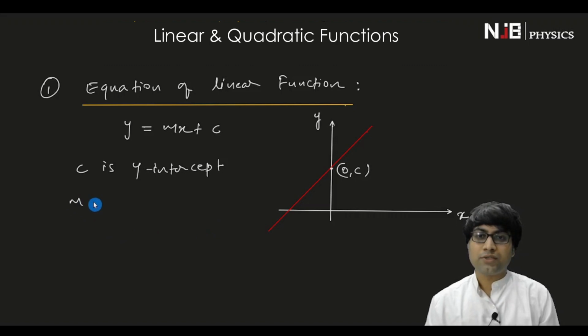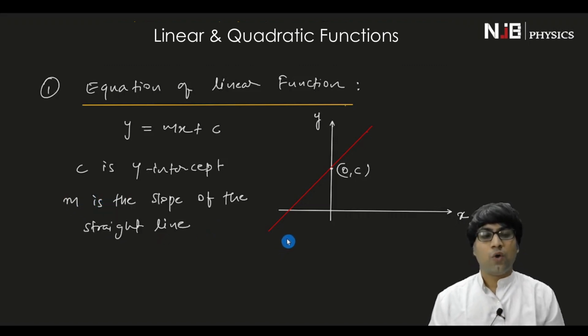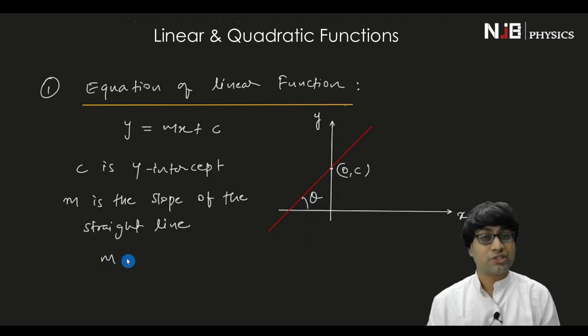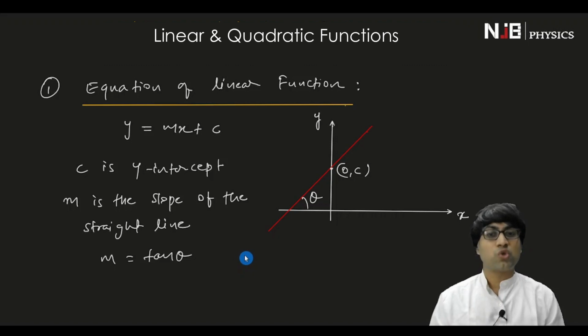Now what about m? Well, m is the slope of the straight line. Now what is meant by slope? Well, if you look at the straight line and the angle it makes with a positive x-axis, so this is going to be the angle, and let's say this angle is theta. Now we define slope, denoted by m, as equal to tangent of this angle theta. So you can clearly see that this slope depends on the value of theta, that means the angle made by this straight line with a positive x-axis.